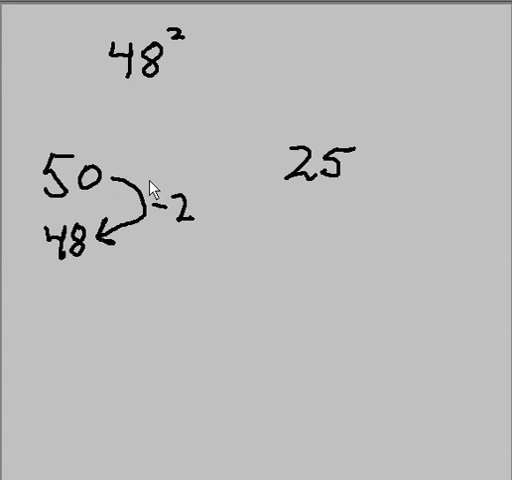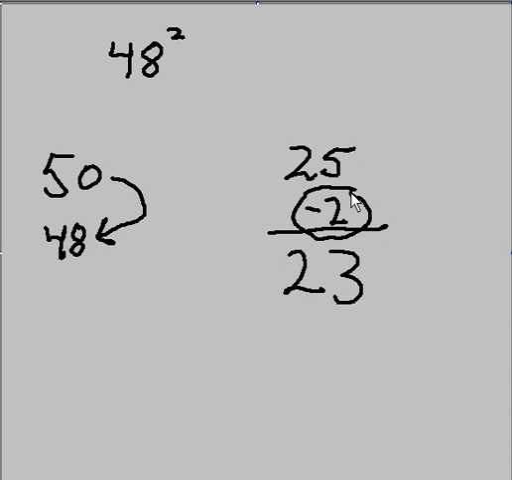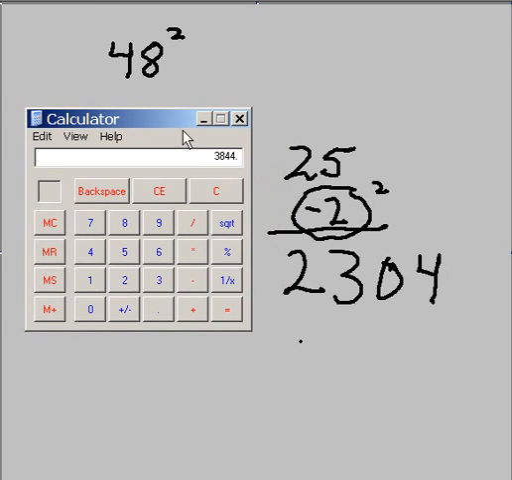All right, so now I take that negative 2, and I combine it with 25, just like I did before, except the others were positive. Now 25 and a negative 2 is 23. Now I take the negative 2, I square it, and what do I get? 04. 2304. There's my answer. Oh no, it can't be that easy. Let's find out. It is 48 times 48 equals 2304. That is amazing.